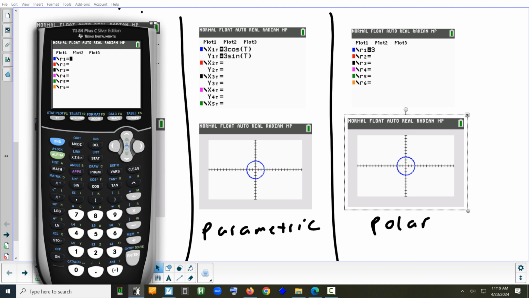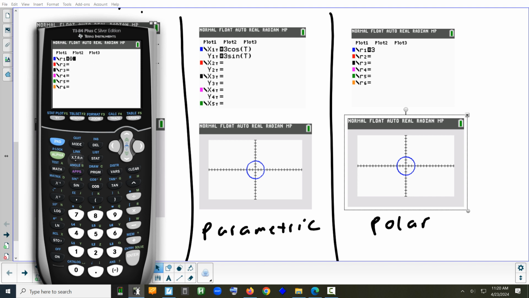Another thing we could do is something like 3 plus 3 cosine theta. I need to zoom out a little bit. Let's zoom out. And what does that shape kind of look like a little bit? But it's on its side. Like a heart? Yeah. Some people kind of see it. It's not as pointy as a heart, but it does kind of dip in a little bit like a heart. That shape is called a cardioid.